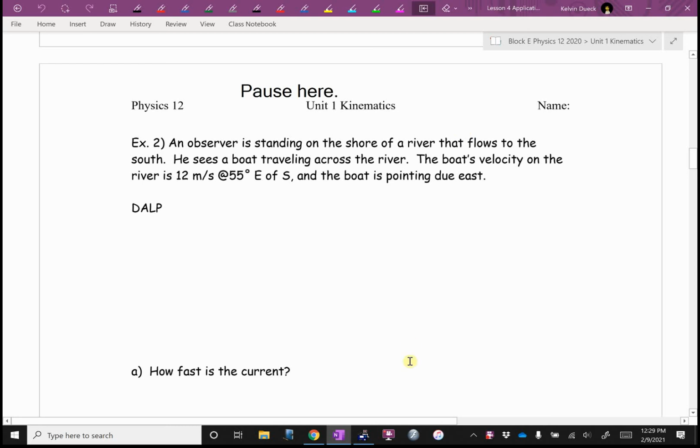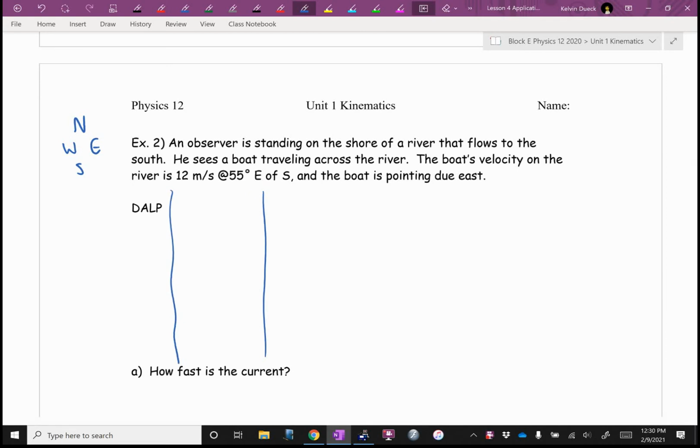Let's begin. Well, let's continue. So the famous river question: an observer is standing on the shore of a river that flows to the south. Which way does the river flow? I'm going to draw a compass rose first because I've messed that up before. This time I'll draw the river vertically since it flows to the south. Obviously, right?